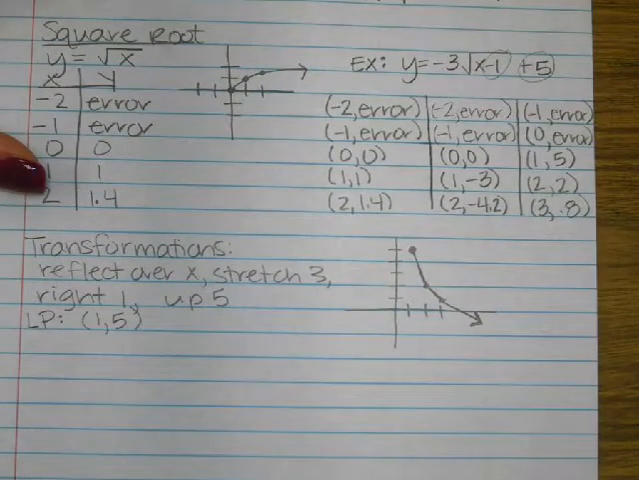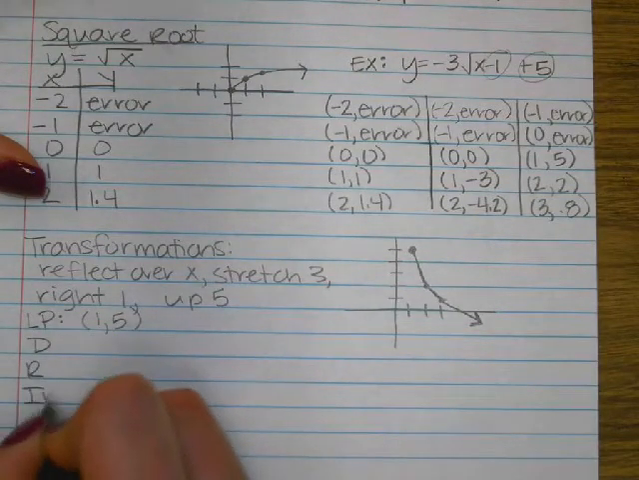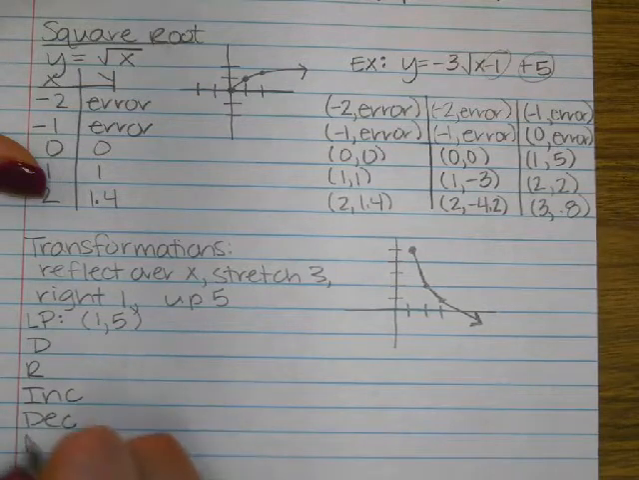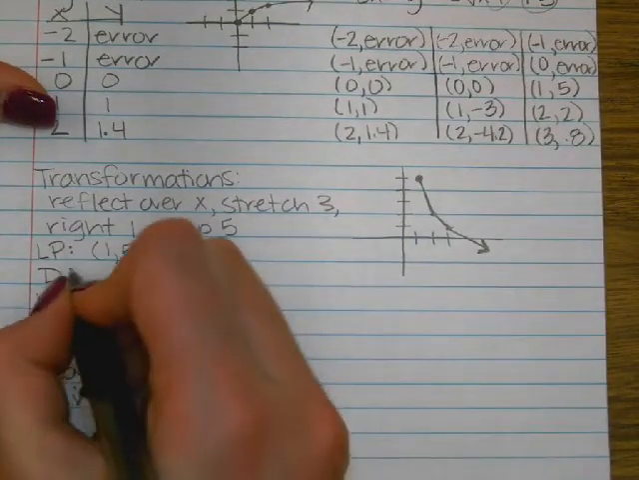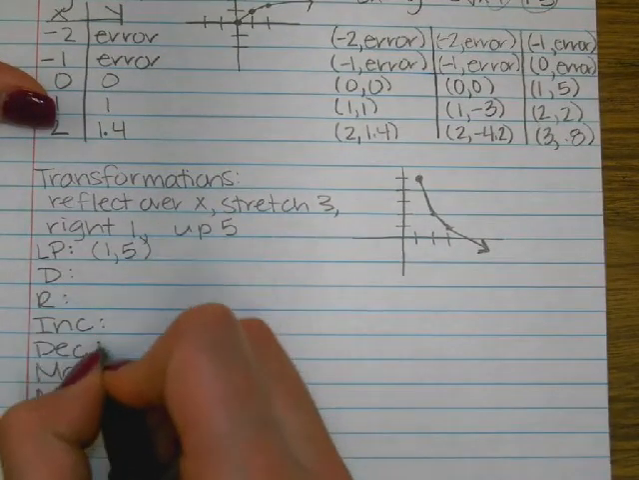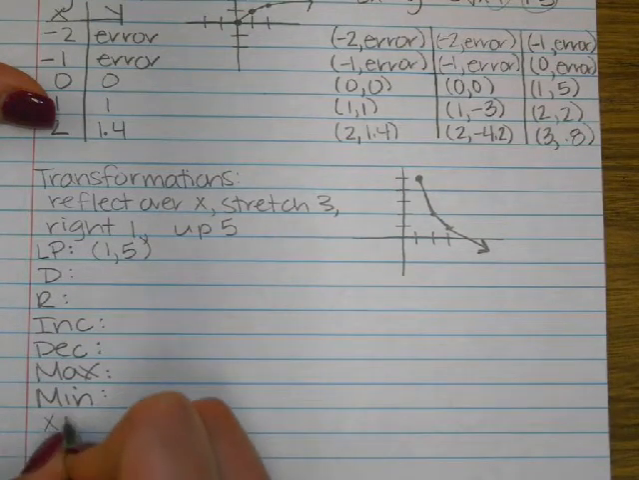So the vertex often helped us define domain and range and increasing and decreasing intervals. And this locator point is actually going to help us with some of those same things. So I'm going to go ahead and just make my list here of all the things that we typically look for. So domain and range, increasing, decreasing, max and min, and then x and y intercepts.